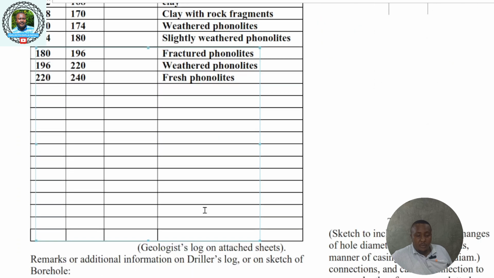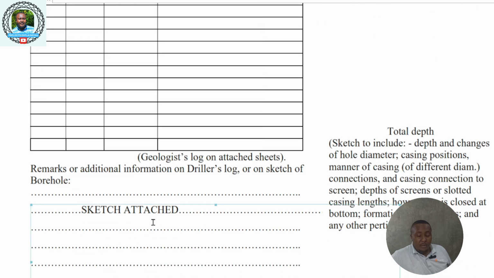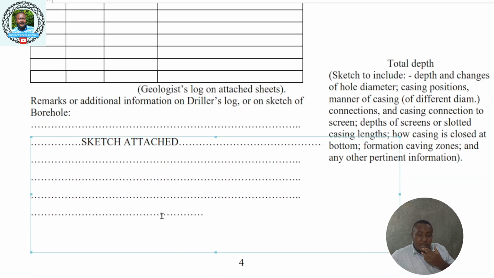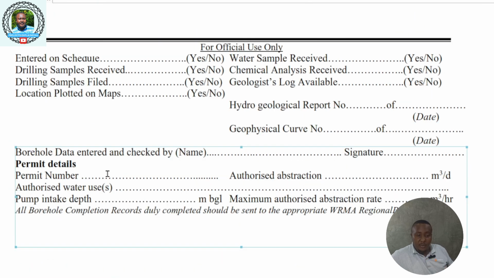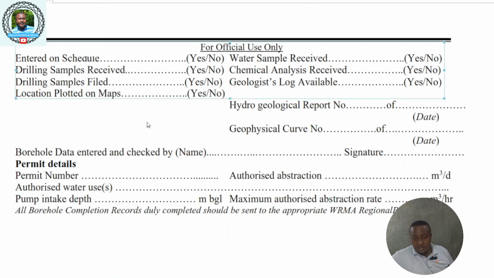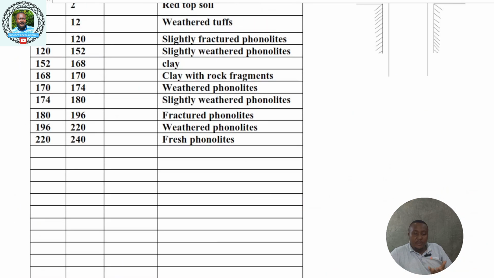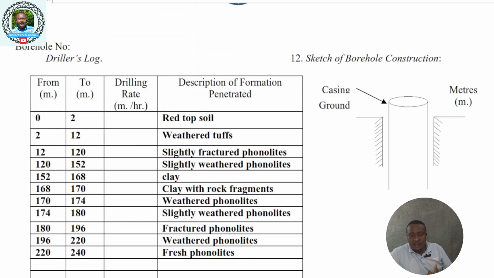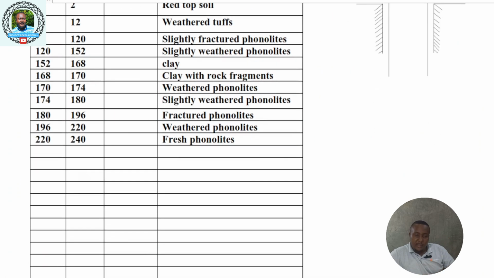Then we go to the sketch, which is attached; I'll show you. This is for official use, where the WARMA people, the Water Resource Authority people, will fill in. At this point the first part of the BCR is complete. This is where all the data of the borehole, from drilling, test pumping, casing, gravel, everything, is indicated. But now I'll show you what we were talking about.